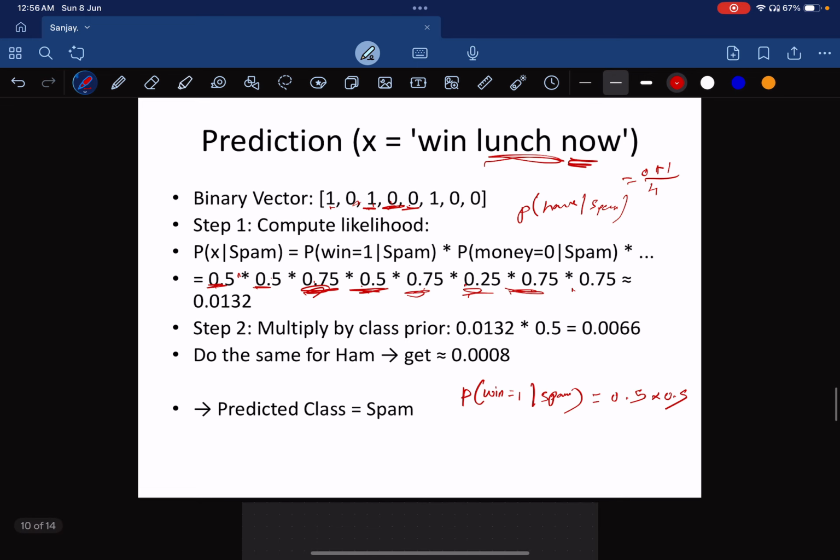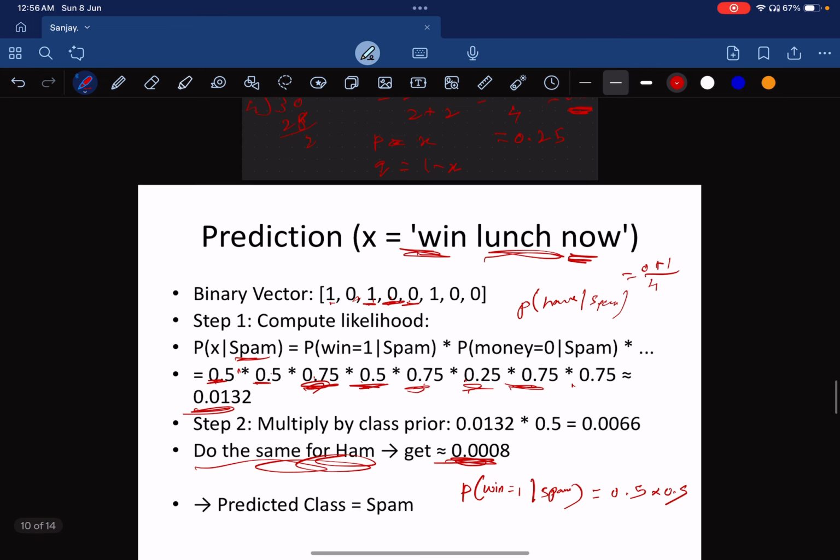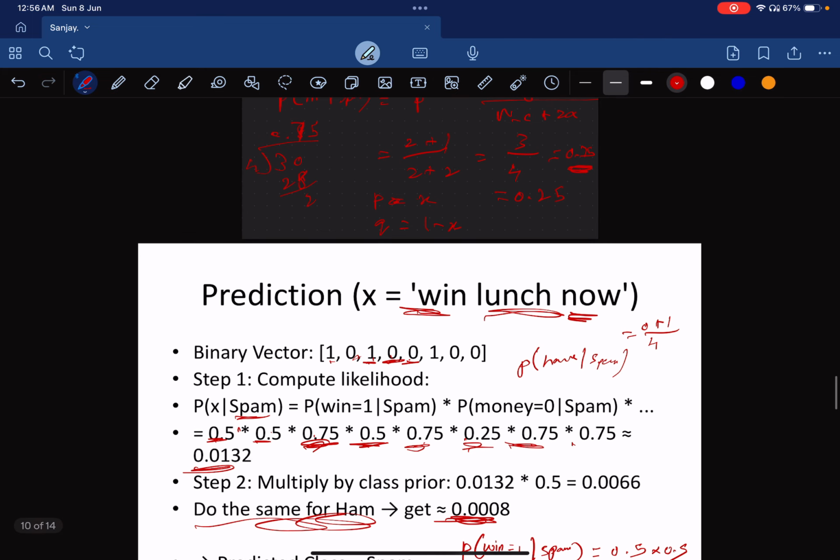After finding the probability, we similarly do the same for the ham class and get something like 0.05. In both cases, which probability is higher? Here 0.0132 is the higher probability, in the spam class. So the message "win lunch now" is considered to be in the spam class. I hope you understood something from that.